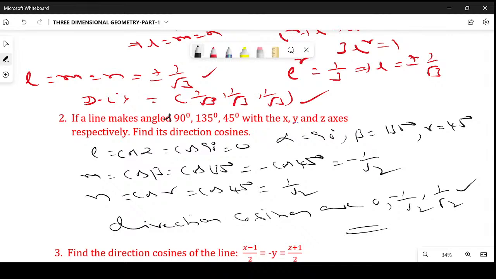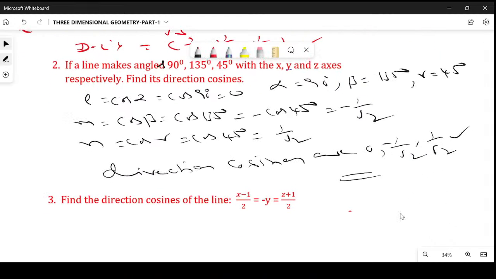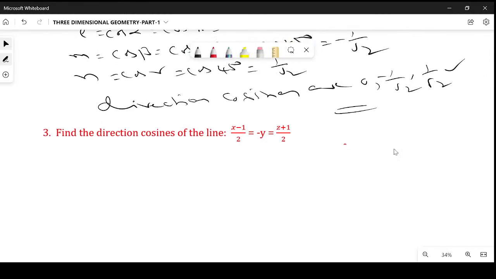Sometimes they will give two angles and ask to find the other angle. Use the concept of l square plus m square plus n square is equal to 1, and we can find the other angle also. Coming to the third problem now: find the direction cosines of the line.